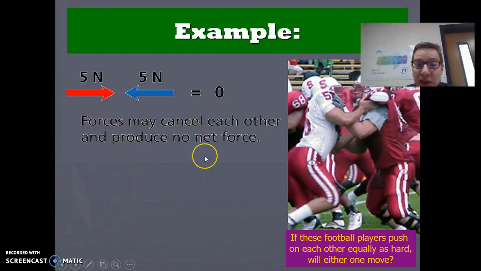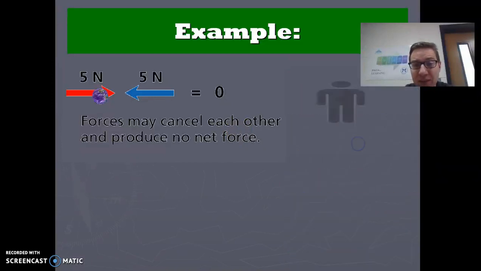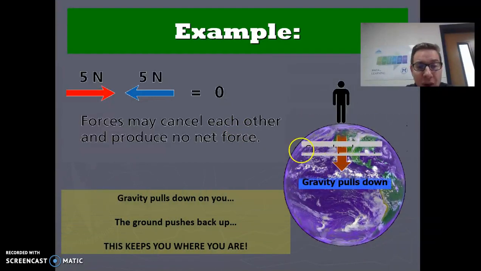Forces can cancel each other out and produce no net force. Football players on a line of scrimmage are an excellent example of that. Gravity is a good example too. You're standing on the earth and pushing down on the earth, but the earth's also pushing up on you. If you're just standing there, your net force is 0.